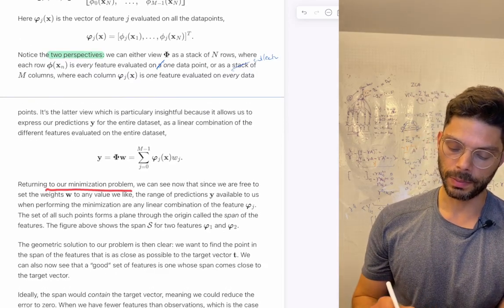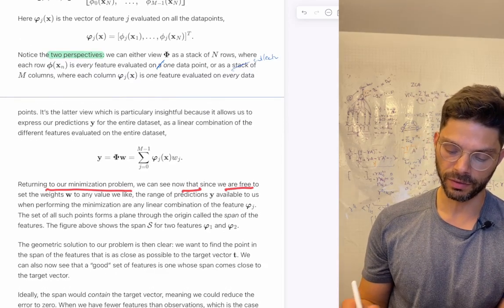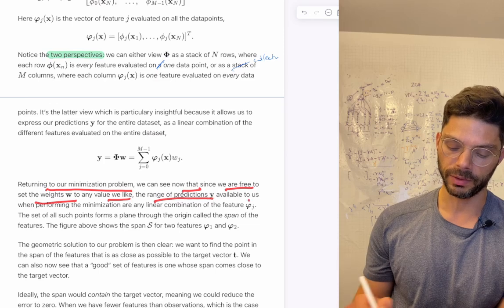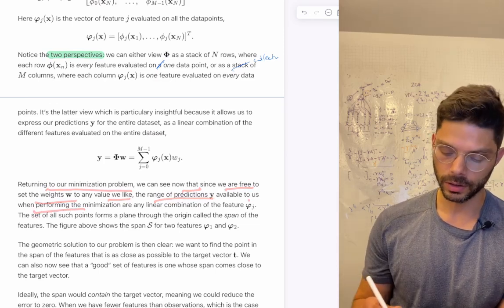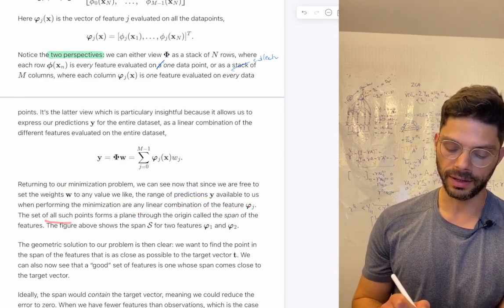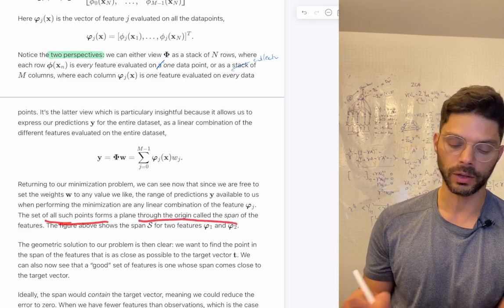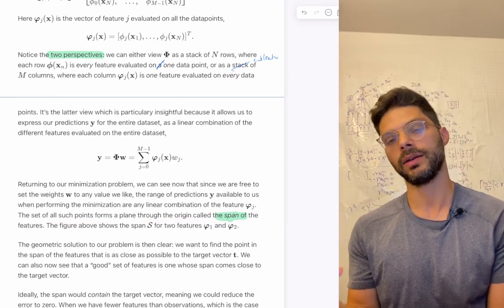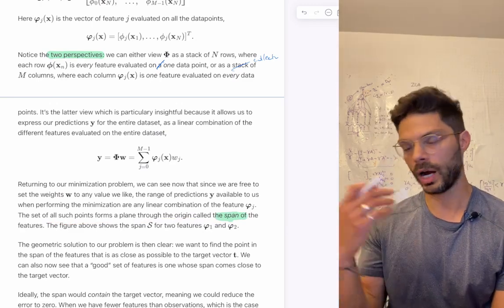Now returning to our minimization problem, we can see that since we are free to set the weights w to any value we like, the range of predictions y available to us when performing the minimization are any linear combination of the features phi j. The set of all such points forms the plane through the origin called the span. So this is the important idea. The span is a very useful idea to be aware of and to think with.